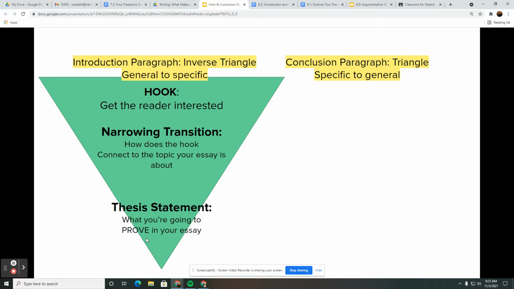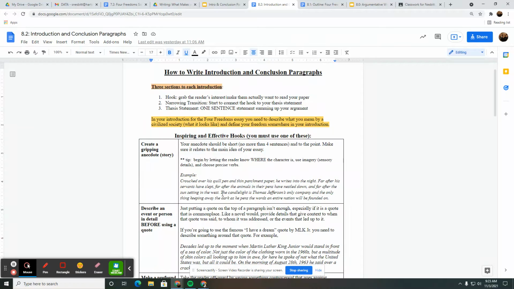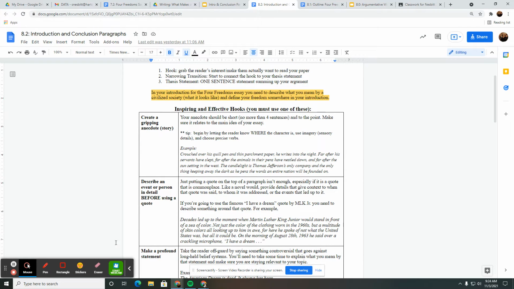And you want to do that through a couple of different ways. And I've provided those ways or some examples in a document that looks like this, which is also linked in your outline. One of those ways is to create a gripping anecdote or a story. It needs to be short and it should be no more than 4 sentences. But this is kind of where your creative writing comes into play.